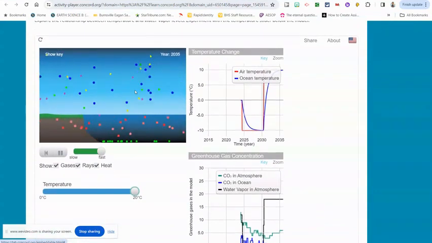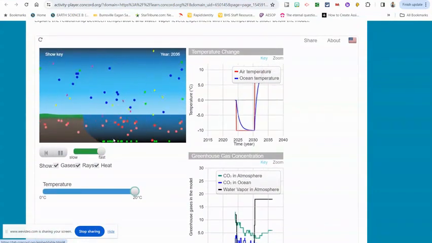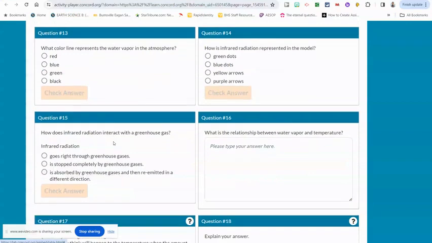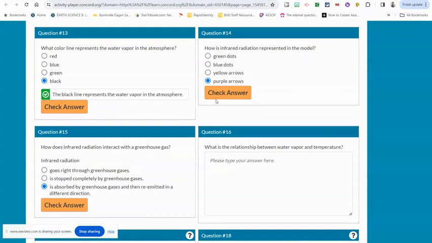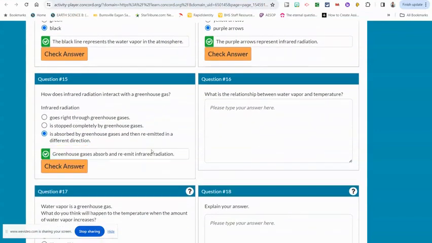That goes back to this screen. Infrared, remember, is the purple arrows. How does infrared radiation react with greenhouse gas? We saw that before. It's absorbed by greenhouse gases and re-emitted. I'll go ahead and click on the correct answers here. How is infrared radiation shown? By the purple arrows. We can check our answer.